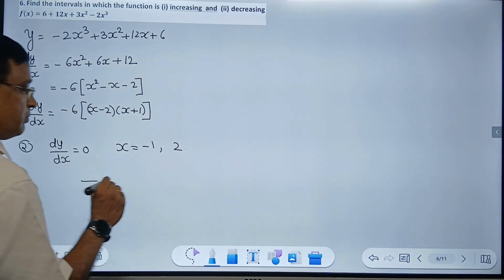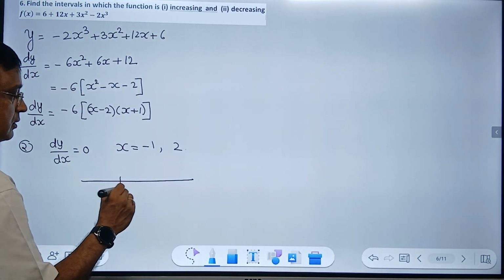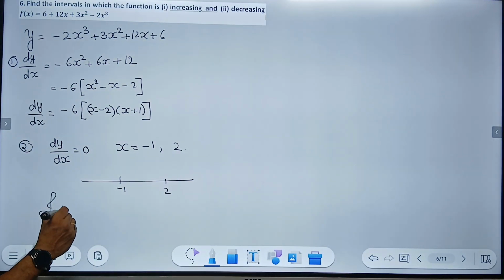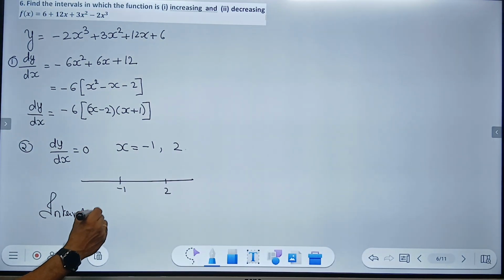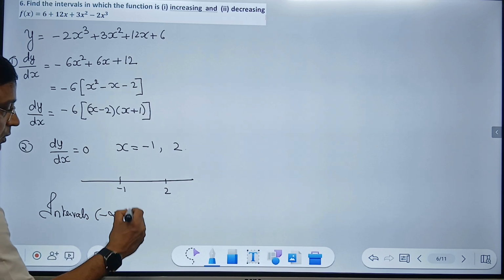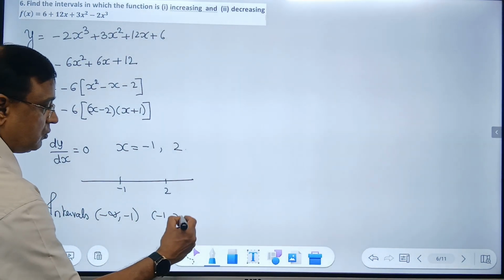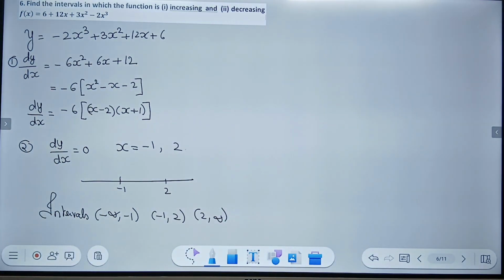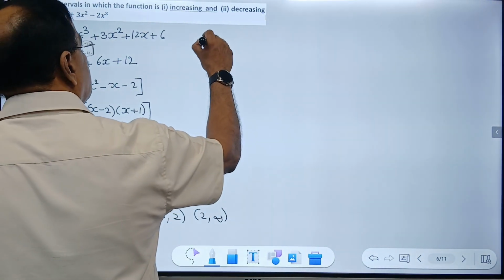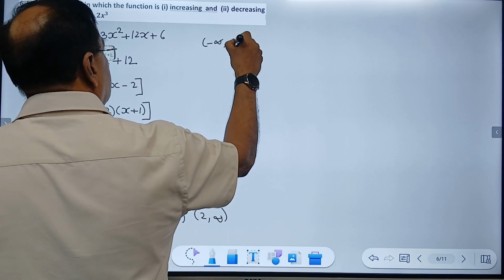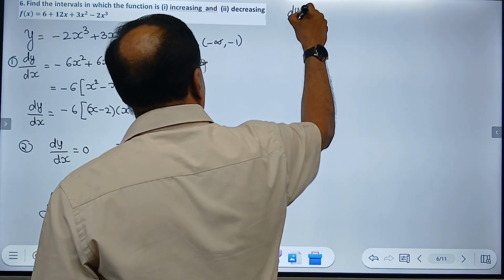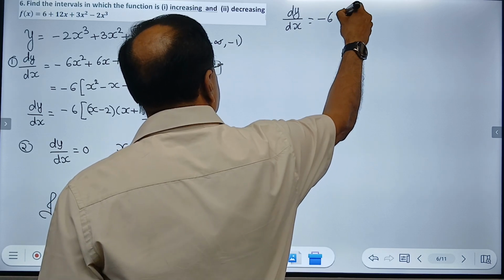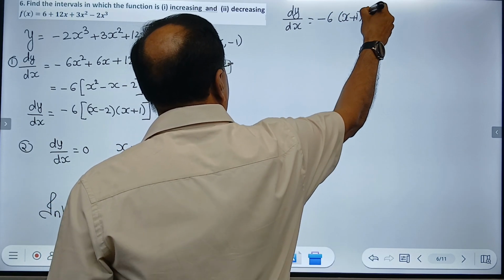Now what I do, I split the interval. How do I split the interval? Minus 1, this is 2. So the intervals are minus infinity comma minus 1, minus 1 comma 2, and then 2 to infinity. I split the interval. Now what do you do? Choose the first interval, minus infinity comma minus 1. Before that, let me write where I am going to substitute. I will substitute here: minus 6 into x plus 1 into x minus 2.